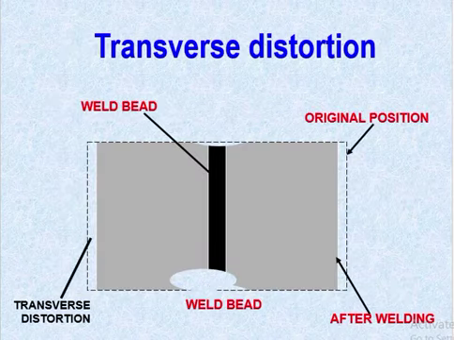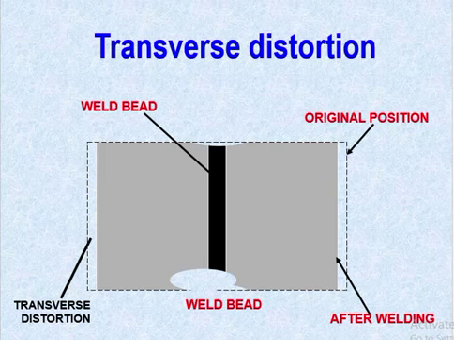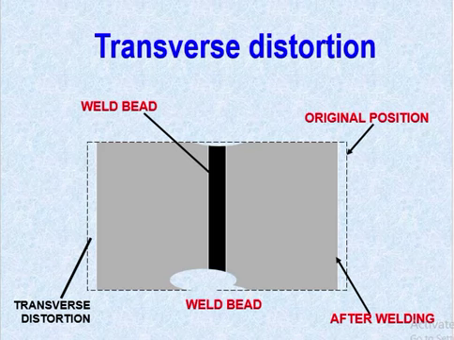You see here the transverse distortion is mentioned. This is the weld bead, and the weld bead has its original position. After welding, it goes inside, and this is the transverse direction. So the transverse direction is relative to the original direction. This is the transverse, and this is the longitudinal.